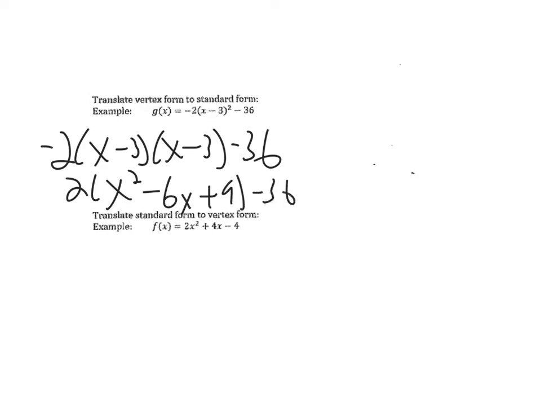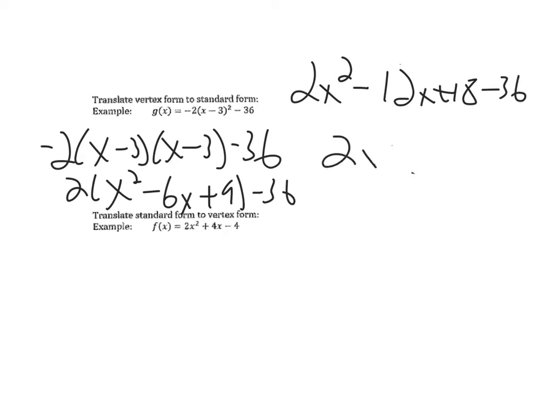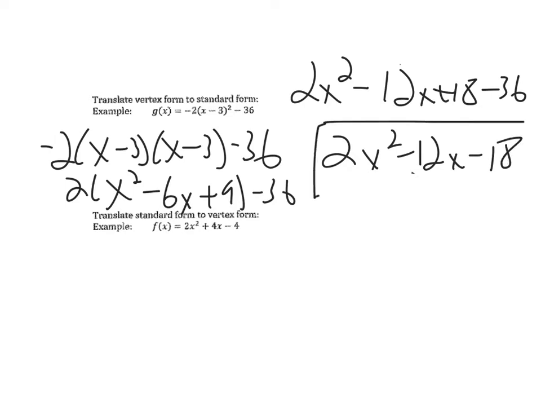And then we'll distribute the 2 through: 2x squared minus 12x plus 18. And then we're going to combine like terms. So 2x squared minus 12x minus 18 will be that function in standard form.